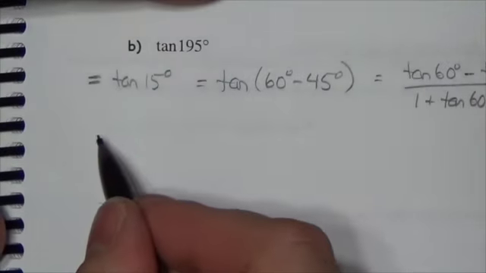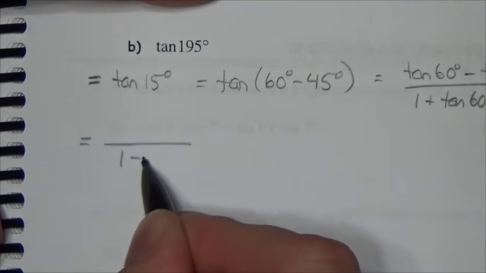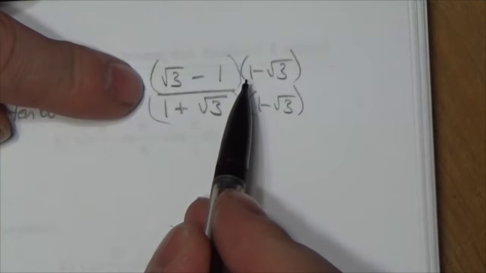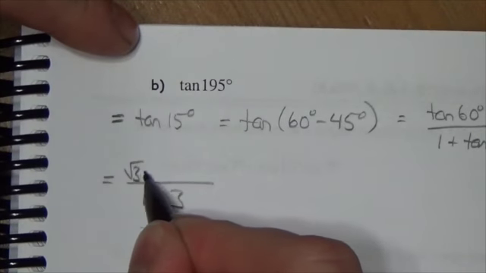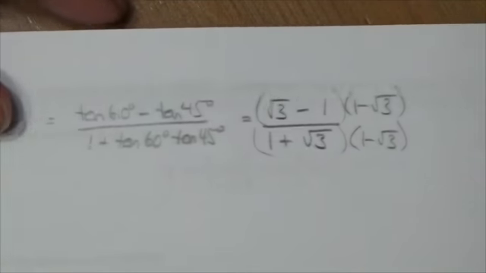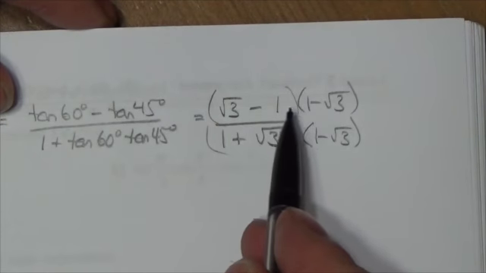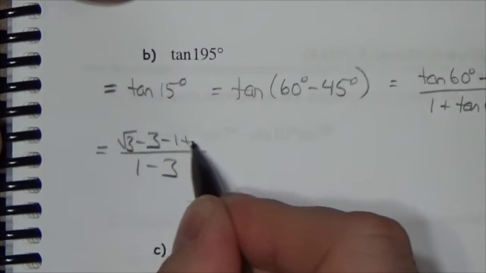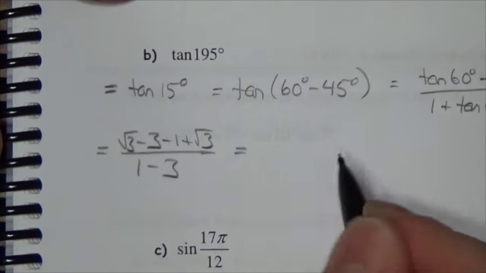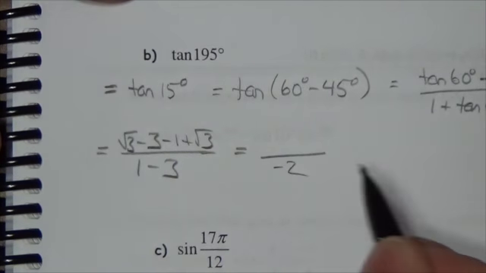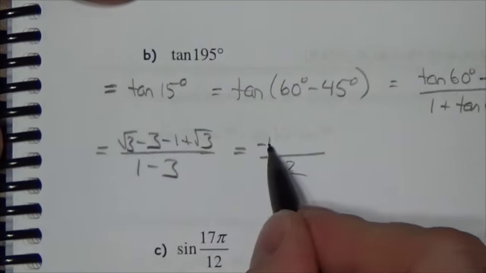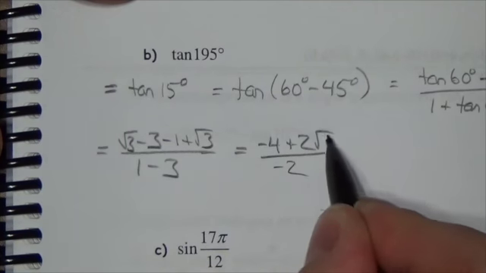So over here, this is going to be in the denominator, 1 minus 3. Up here, this is going to be root 3 minus 3, when I distribute that out. And then when I distribute the negative, 1 plus root 3, so negative 1 plus root 3. Well, the denominator simplifies down nicely to negative 2. I'm going to have a negative 3 and a negative 1, so that's negative 4 plus 2 root 3.